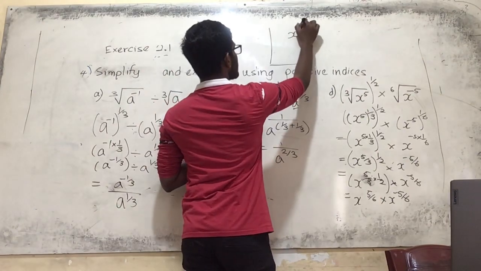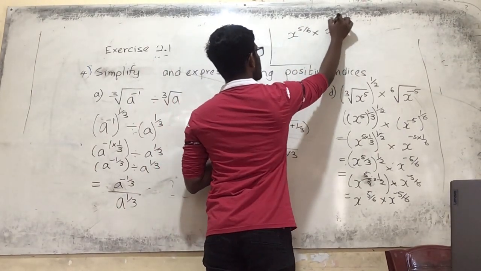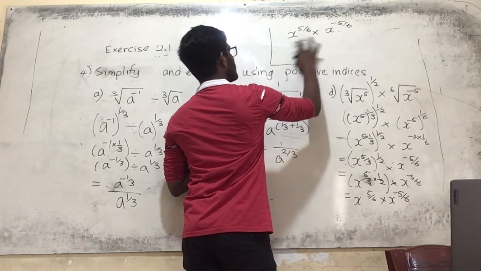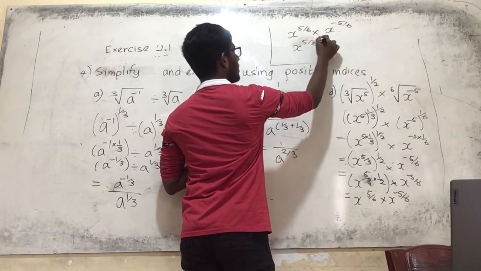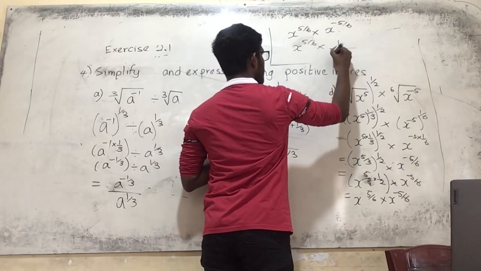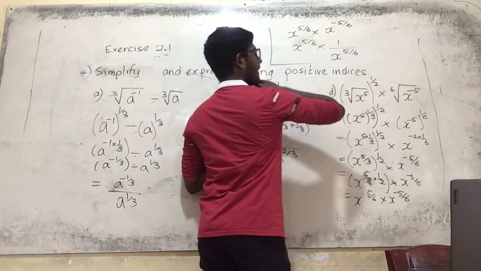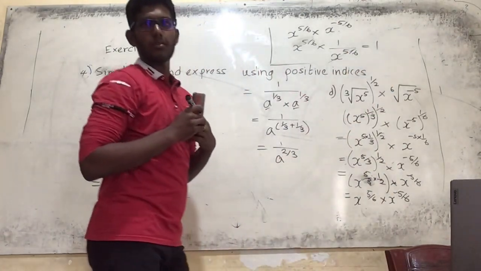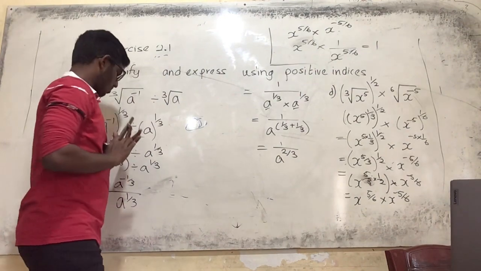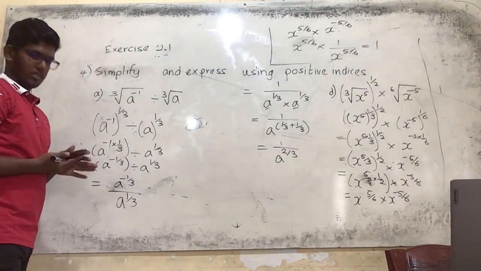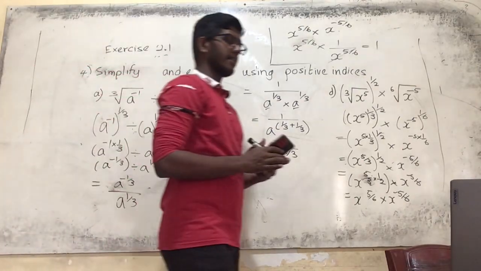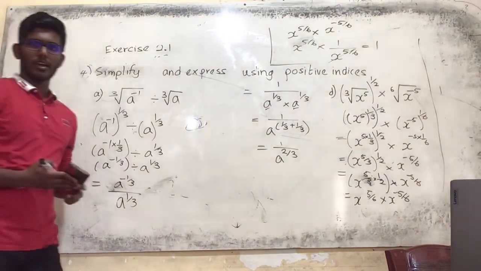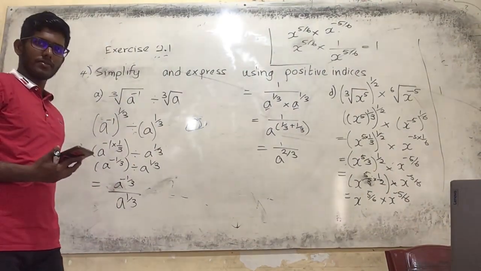So I have this into this. So as I said, since this one is negative, I must take it to the denominator to make it positive. Then I can cancel out this. Answer will be 1. Right? So that's it for this video. Right? Pause the video and write it down.